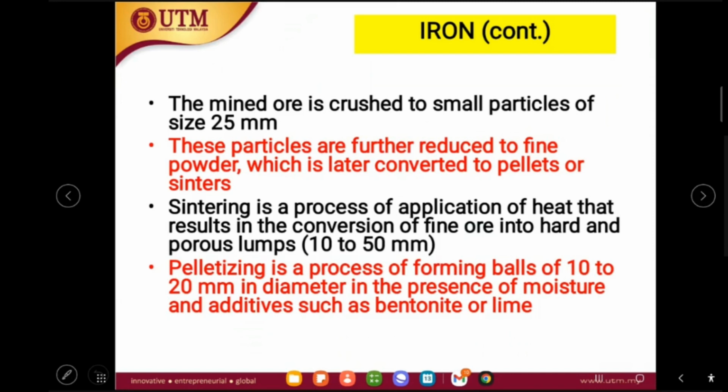Sintering is a process of applying heat that results in the conversion of the fine ore into hard and porous lumps. So it lumps all of these fine particles into bigger particles, ranging from about 10 mm to 50 mm. Meanwhile, pelletizing is similar to sintering. It is a process of forming balls of approximately 10 mm to 20 mm in diameter, with the presence of moisture and additives such as bentonite and also lime.